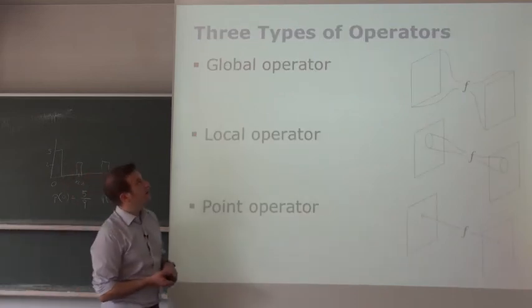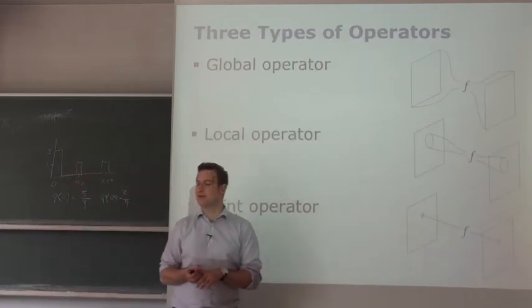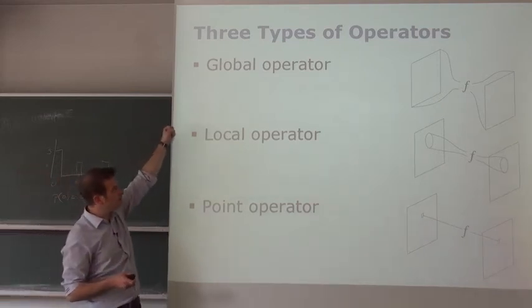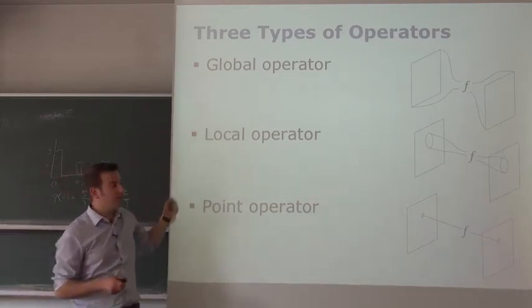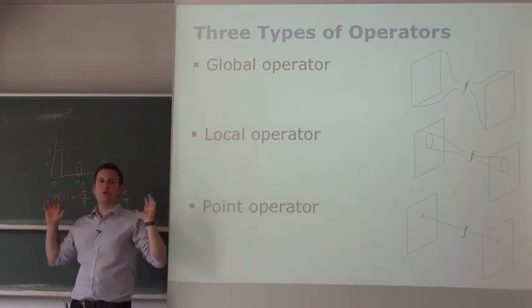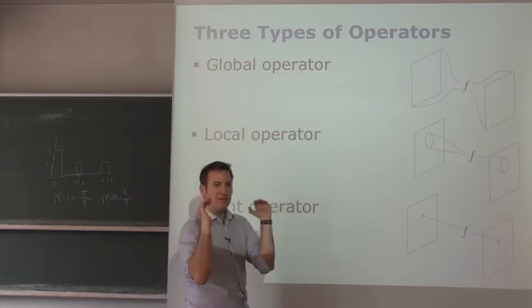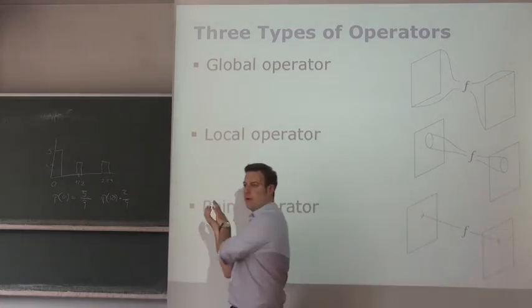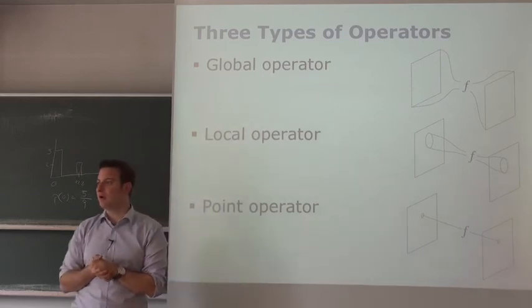So typically there are different types of operators, and we're looking at basically three operators. The first one are so-called global operators, the local operators, and the point operators. The global operators, they work on the overall image. So they consider the overall image, compute a transformation, and then transform the image into a new image.